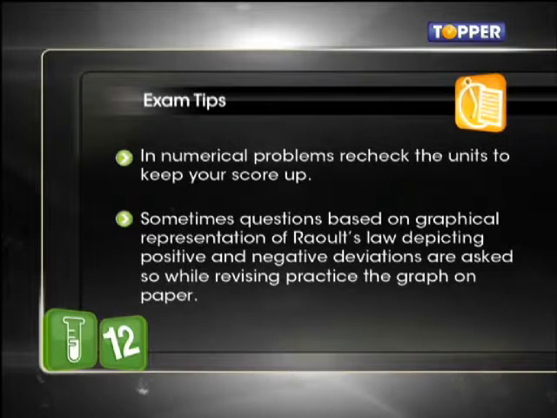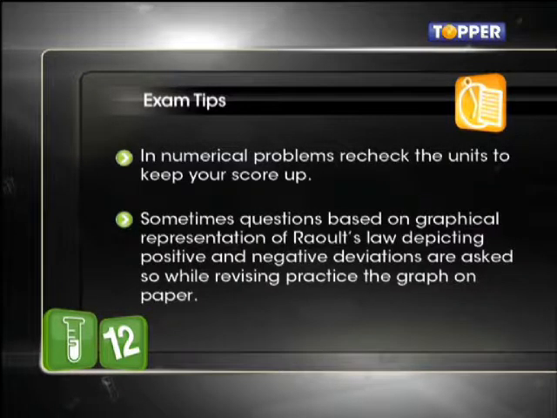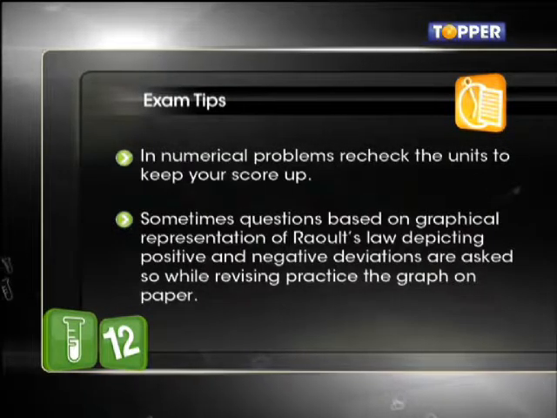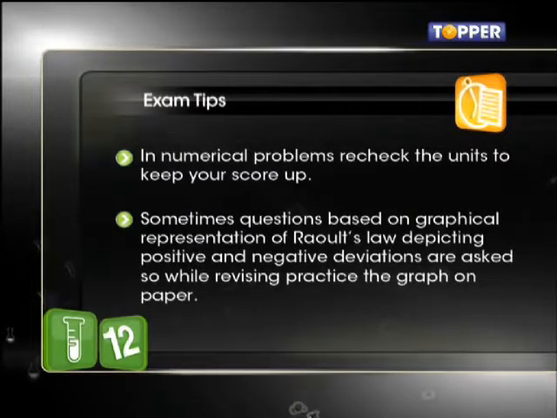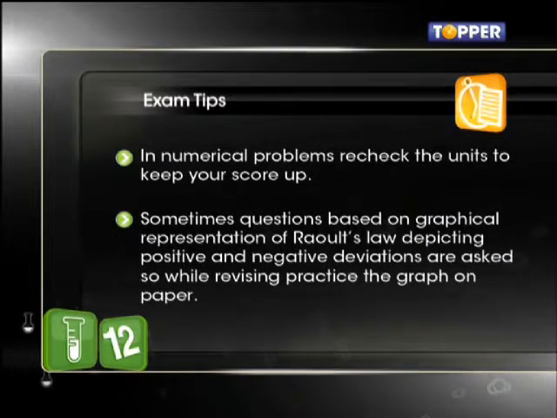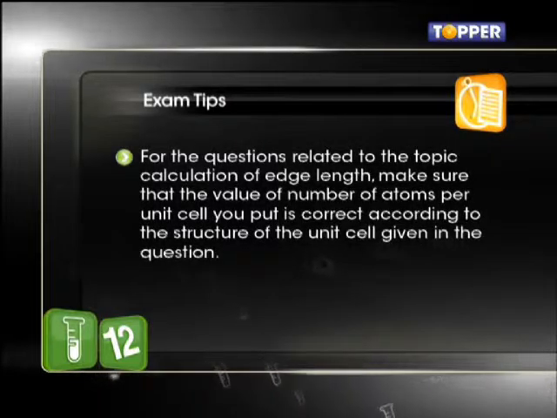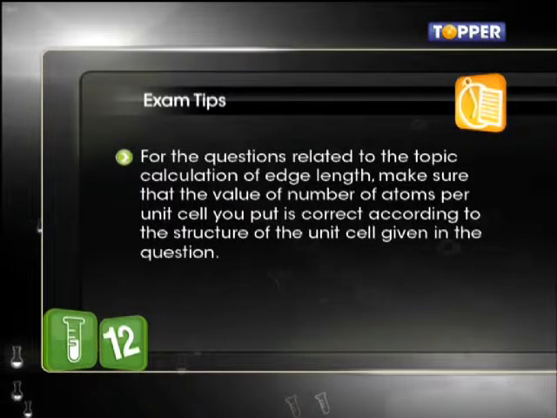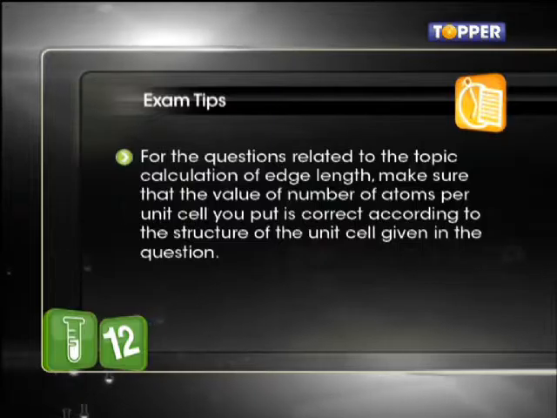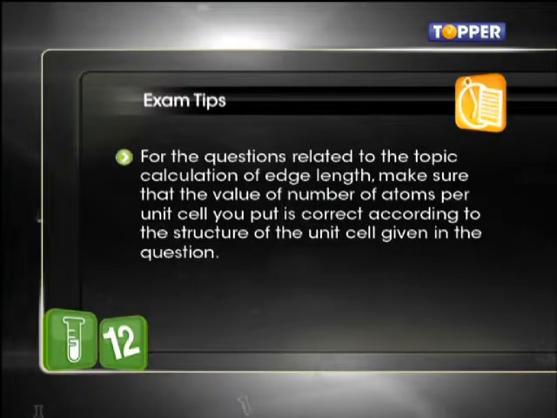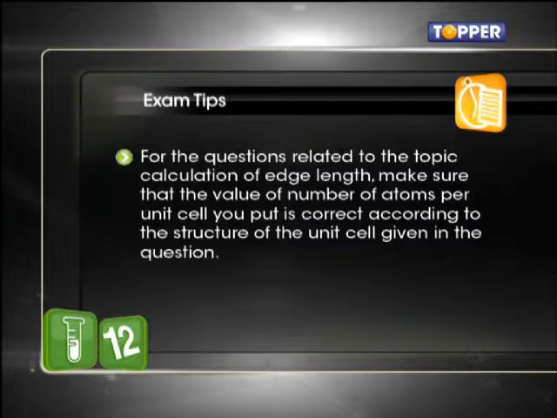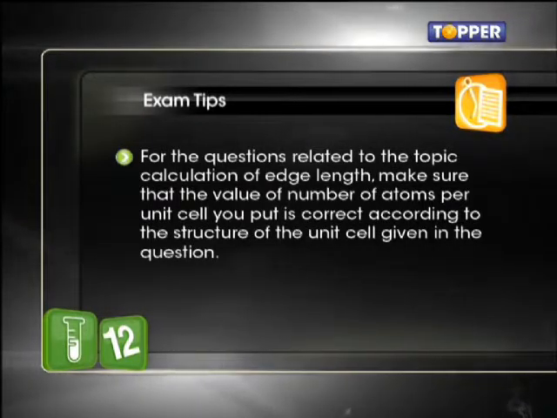Sometimes questions based on graphical representation of Raoult's law depicting positive and negative deviations are asked. So while revising, practice the graph on paper. In the questions related to the calculation of edge length, make sure that the number of atoms per unit cell you put is correct according to the structure of the unit cell given in the question. These topics can be very scoring if you prepare right. So keep your cool during the exams and be careful while solving questions, and you'll surely come out a topper.